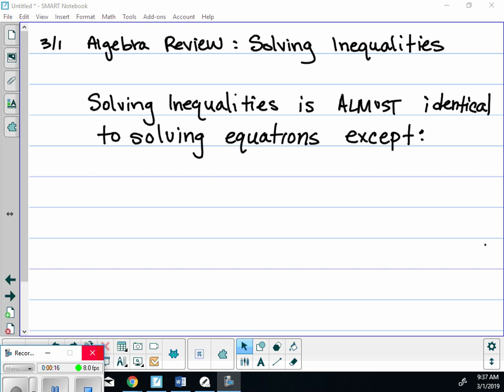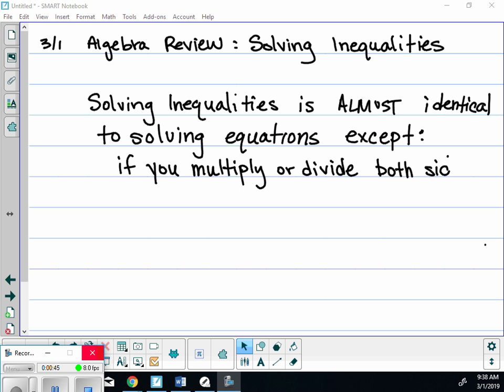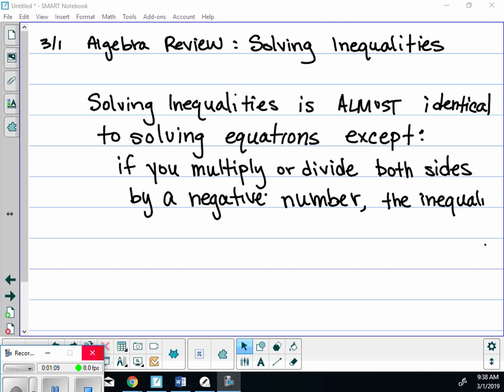So solving inequalities is almost identical to solving equations, except if you multiply or divide both sides by a negative number, the inequality symbol flips.